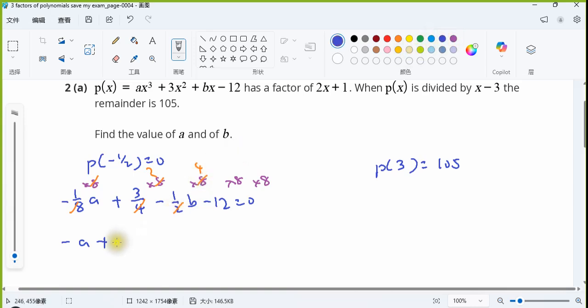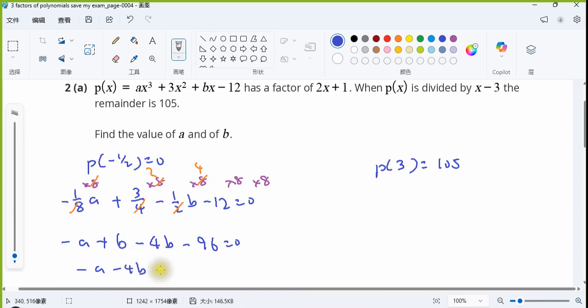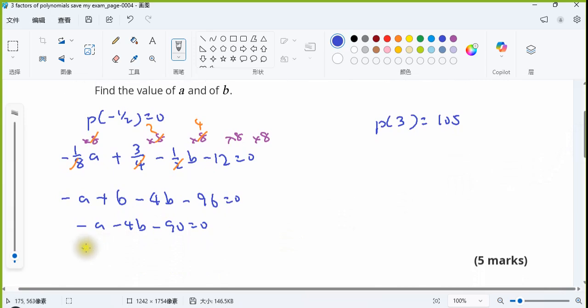So we have the 6 and then minus 4b minus 96 equal to 0. 12 times 8, 96, yes. So we have the negative a minus 4b minus 90 equal to 0. Okay, so a plus 4b plus 90 equal to 0 is the first equation.